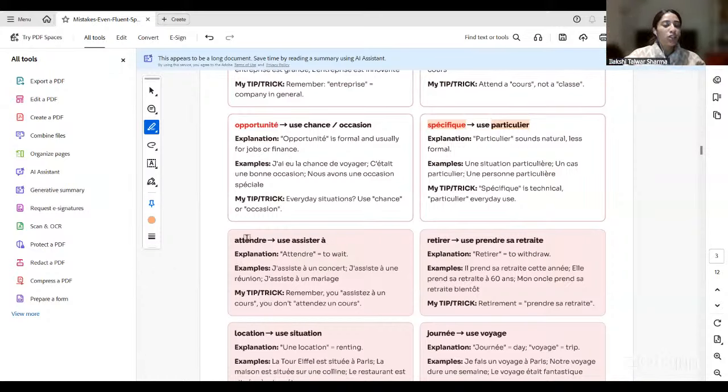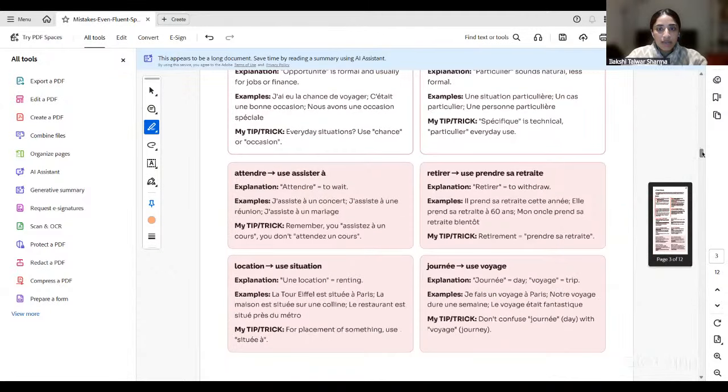So similar words such as attendre, which is a very common one. Attendre means to wait. It doesn't mean to attend. So if you're attending a class, it doesn't mean attendre. It means assister. Attendre means to wait. Like if you're waiting at the bus stop for the bus, that is j'attends le bus. But when you're attending a class, that is assister à. So j'assiste à un concert, j'assiste à une réunion, j'assiste à un mariage. Okay? So anything that you're going to attend, that means assister. Assister is always followed by à. Okay?